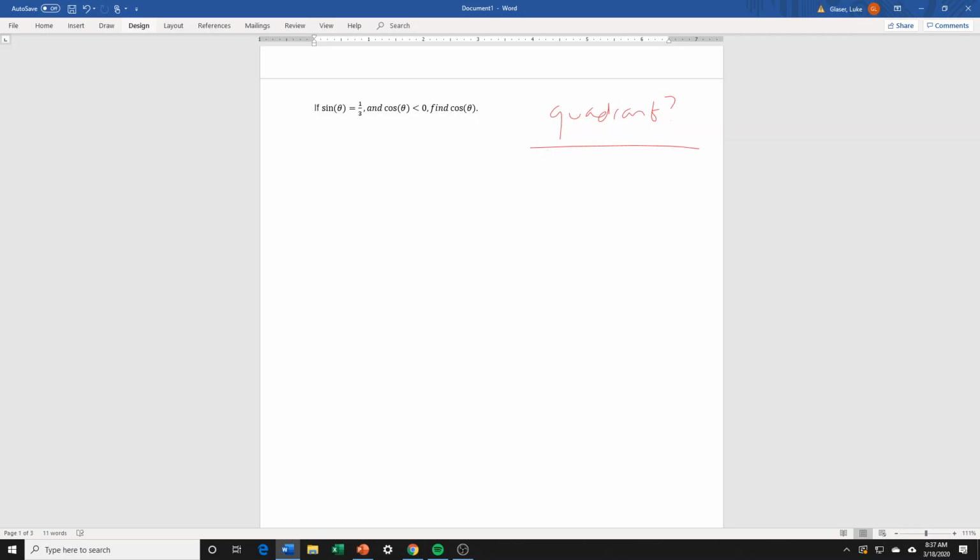Well, they tell us sine of theta is 1/3. So that means that sine is positive. That means our y value is positive, since sine is y. And it says cosine of theta is less than 0, so that means cosine is negative, and cosines are the x values. So where is y positive and cosine negative? This is going to happen in the second quadrant.